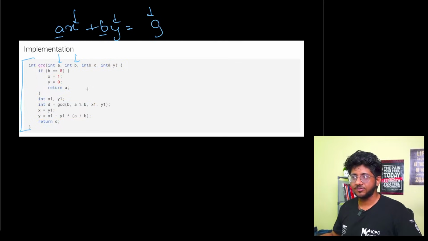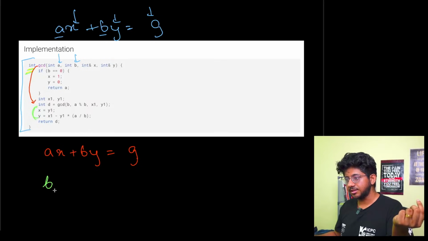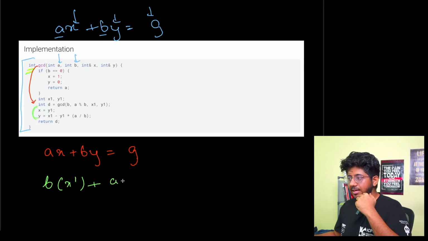But now we have x and y as well. We know that it's finding GCD correctly. The return value over here is GCD. How does it find x and y correctly? There is some weird magic done over here. So the way it works is we want to find the solution for ax plus by equal to g. If you recursively call this same thing again, and if it is working properly, it should ideally return us the solution for b times x dash plus a mod b times y dash equal to g.